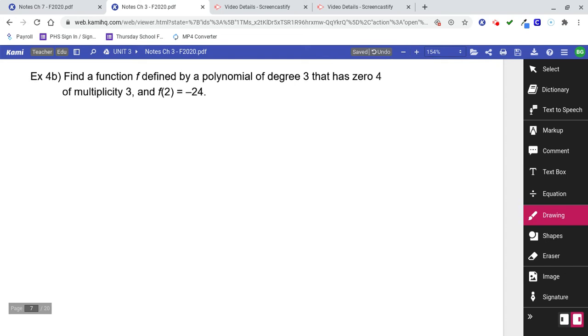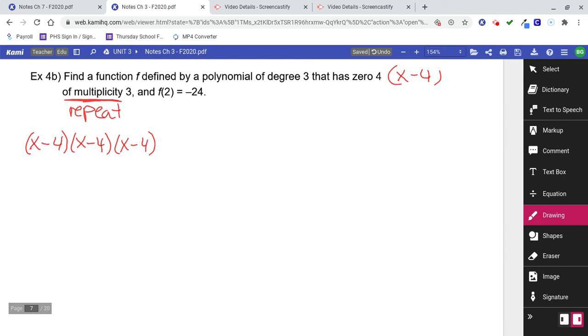4b is pretty much the same question. Find a function f defined by a polynomial of degree 3 that has a zero of 4 of multiplicity 3 and that same bit of information. Now, here's the new part, I guess. Multiplicity means repeat. So we have a zero of 4, which means x minus 4, but that x minus 4 repeats itself 3 times. So essentially what you've got is x minus 4 cubed. That gives me a zero of 4 with multiplicity 3. It just means it's repeated.